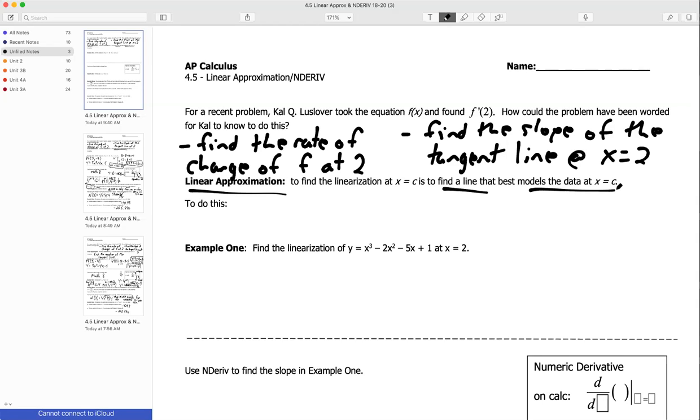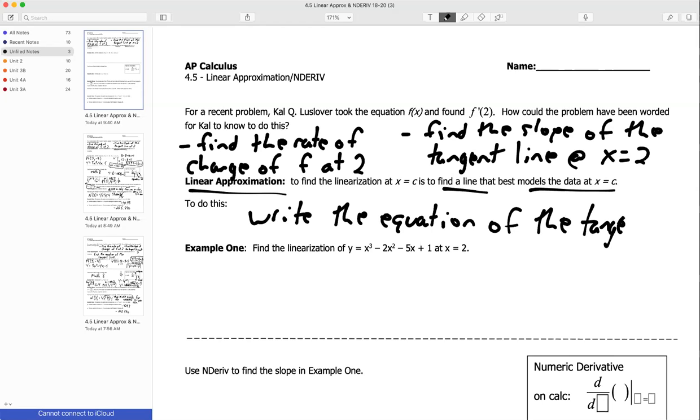So to do this, we are going to write the equation of the tangent line. So let's look at an example. It says find the linearization of y is equal to x cubed minus 2x squared minus 5x plus 1 at x is equal to 2.